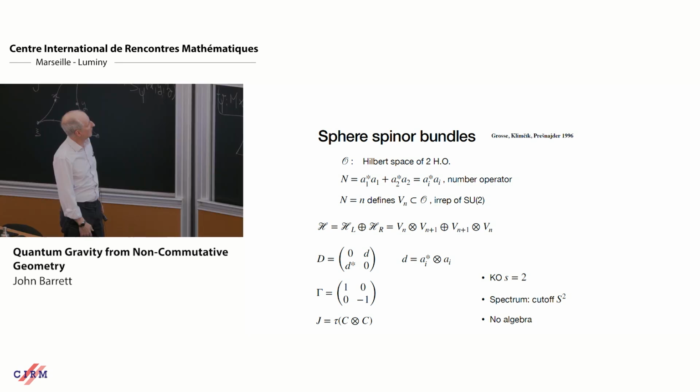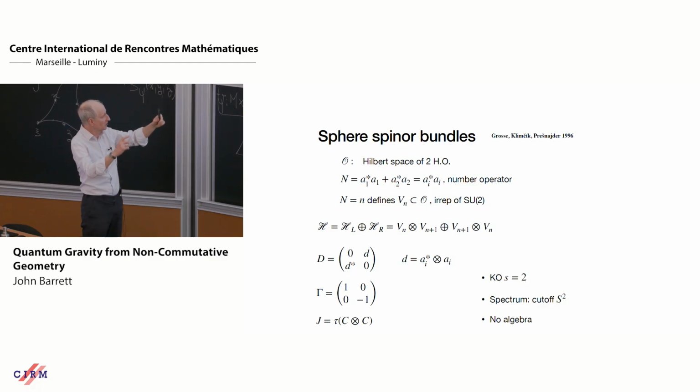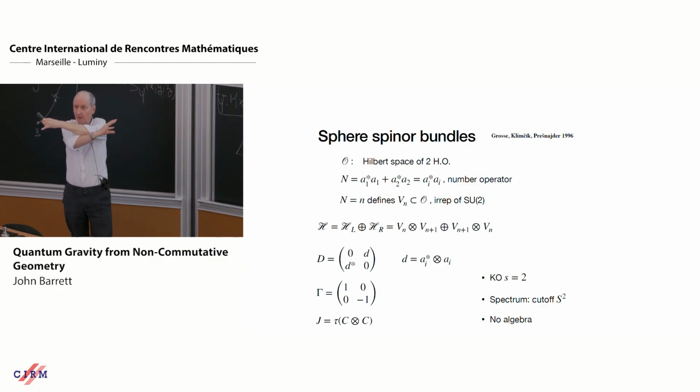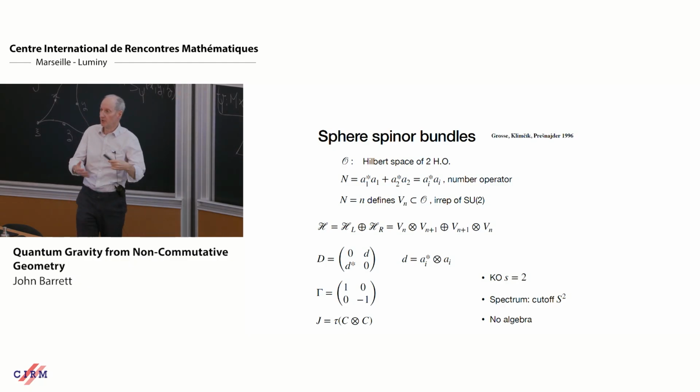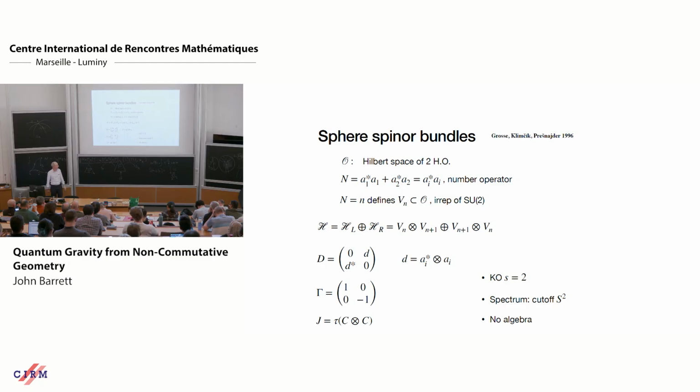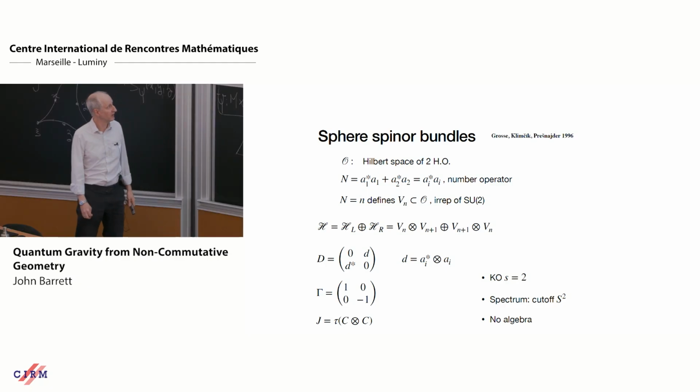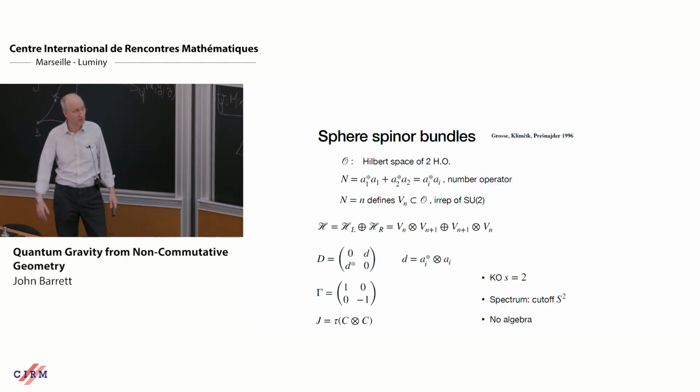But we have a real structure here. J is the charge conjugation on each space and then the flip map. So obviously it takes you from the left-handed fermions to the right-handed fermions. So it anti-commutes with chirality, and so on. We have KO-dimension 2. So perfect. And the spectrum, again, you can compute, is the cutoff 2-sphere Dirac spectrum, also perfect.